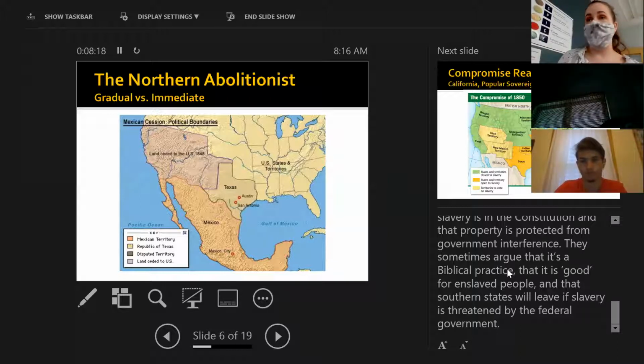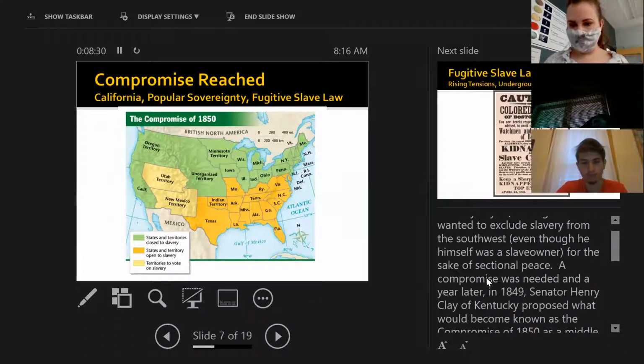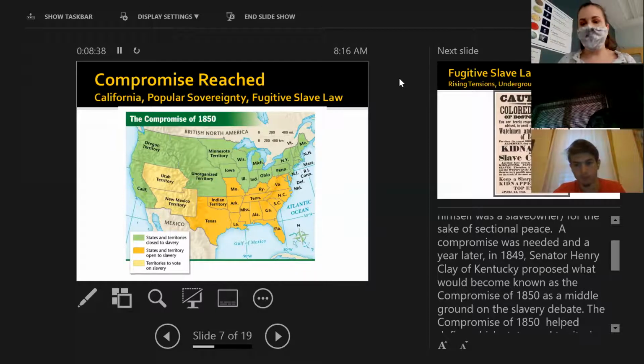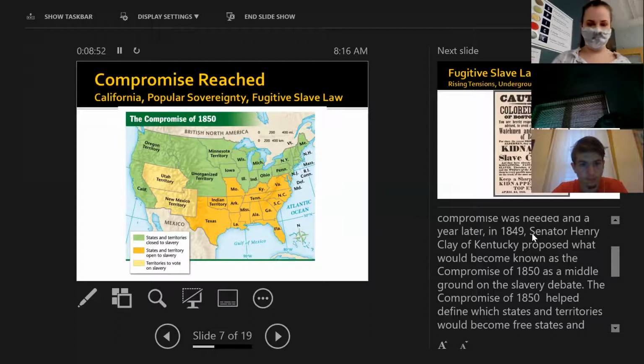We're now going to look at the policies that abolitionists are involved in. The most consequential is the Compromise of 1850. The Compromise of 1850 was proposed by Senator Henry Clay. Henry Clay comes back again. I told you guys, he wants to be president so bad, but it just never works out for him.